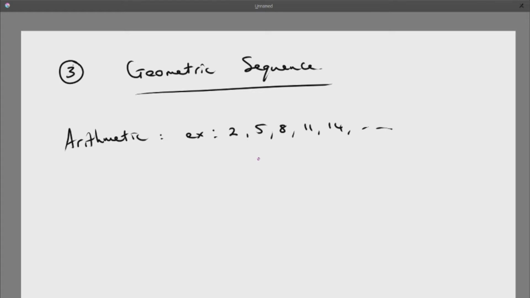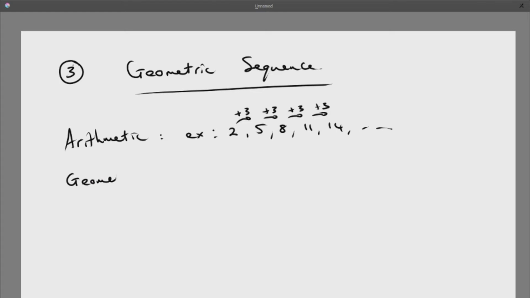Arithmetic. Because the difference is the same. I'm adding the same number, in this case a 3, every time. Now, I could have also subtracted something. It would still be an arithmetic sequence.